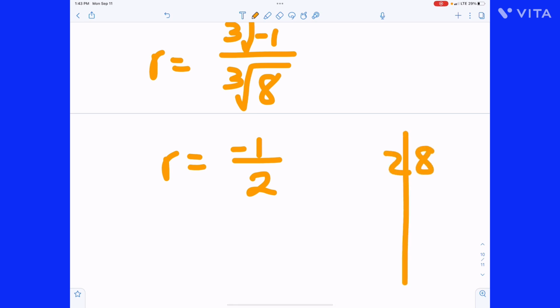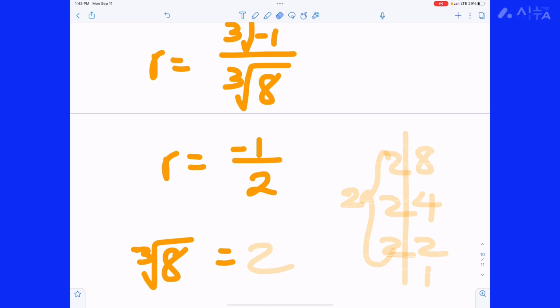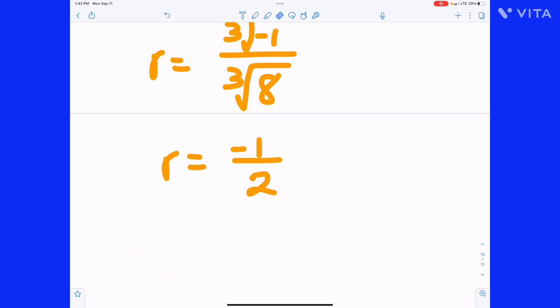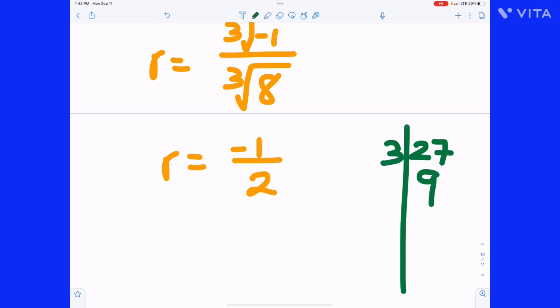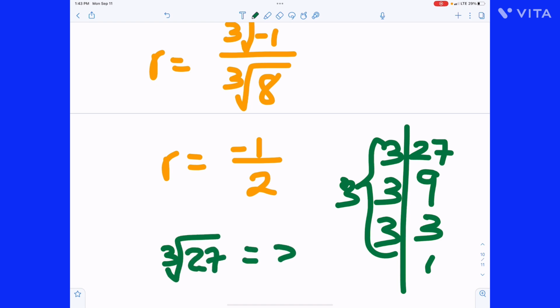So you do 2 in 8, 4, 2 in 4, 2, 2 in 2, 1. Cube root means these three factors will be taken as 1. So the cube root of 8 is what? 2. In the same way, if I wanted to find the cube root of 27, I'll just go 3 in 27, 9, 3 in 9, 3, 3 in 3, 1. So these three factors will be taken as 1, 3. That means the cube root of 27 is 3.